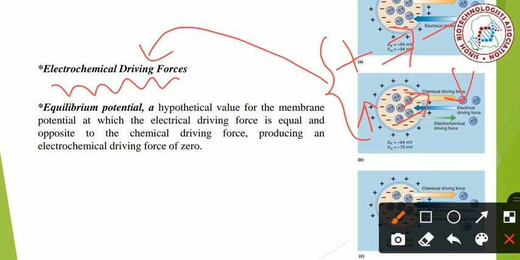The direction of the electrochemical driving force acting on an ion depends on the net direction of the electrical and chemical driving forces. Here we can see the equilibrium potential. It's a hypothetical value for the membrane potential at which the electrical driving force is equal and opposite to the chemical driving force. So the net force is zero here.